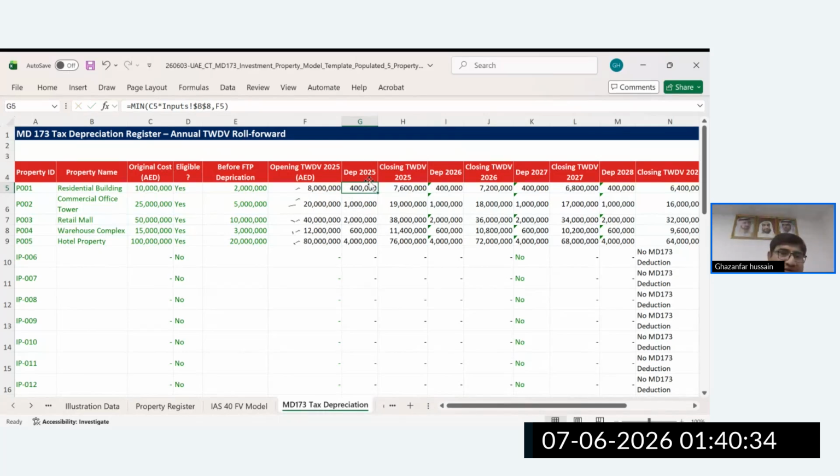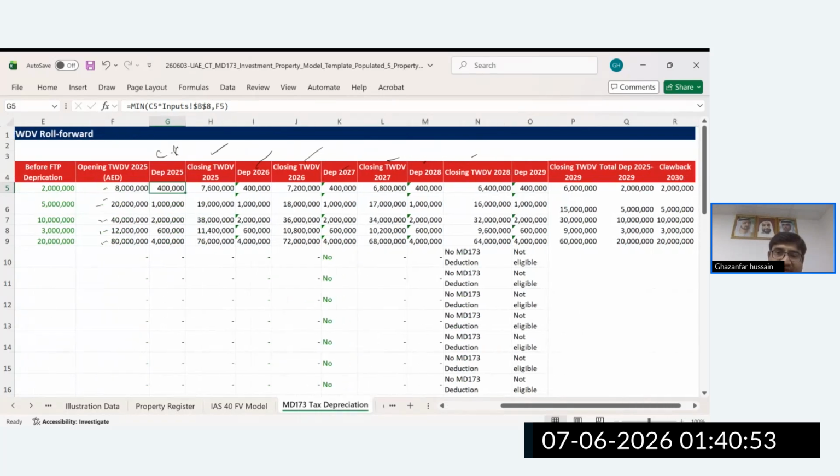Okay, so this is the previous year and this is the current year depreciation. Current year depreciation, this is the closing. The same normal accounting method that we are doing. So this is the closing, this is the 26 depreciation, closing of 26. The same way it will continue through our working.